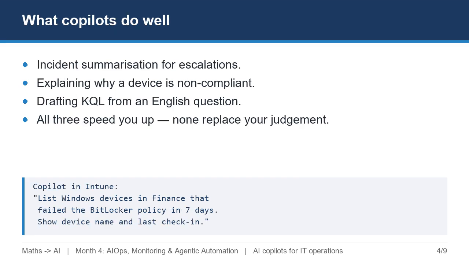Three everyday wins. First, incident summarization. Collapse a sprawling alert timeline into a readable narrative for an escalation. Second, explaining non-compliance. Ask Copilot in Intune why a device failed a policy and get a starting hypothesis in seconds. Third, drafting KQL. Describe the question in English, get a query, then validate it the way we learned in Lesson 3 before running. All three speed you up. None of them replace your judgment.